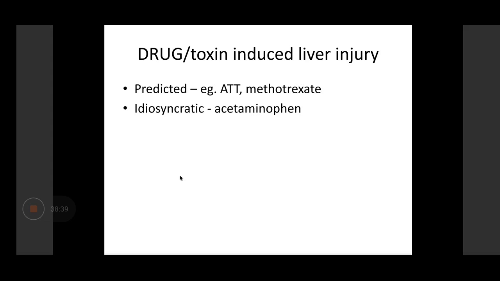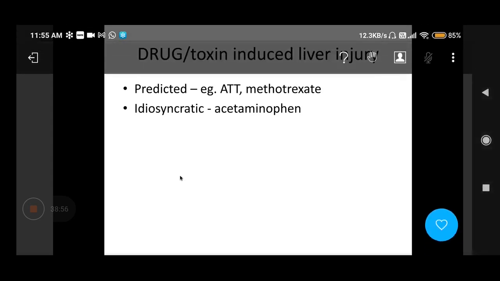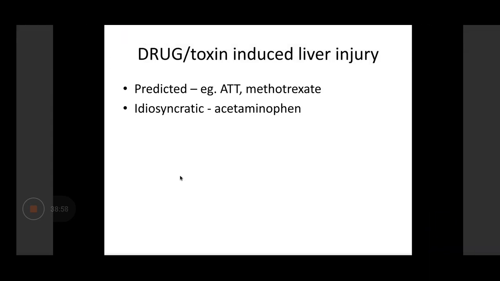So any medicinal drug that the person is taking, or anything that could be a toxin, like any Ayurvedic medicine, any herbal concoction that the person is taking. So he thinks, I'm just having some herbal jadi booty, this, that, the other. No, that could cause serious liver injury. Now, coming back to medicinal drugs.